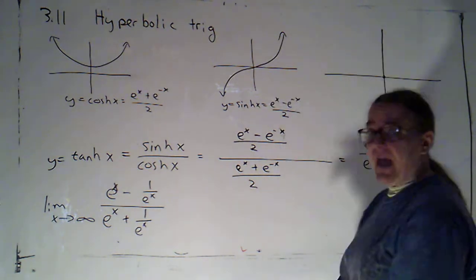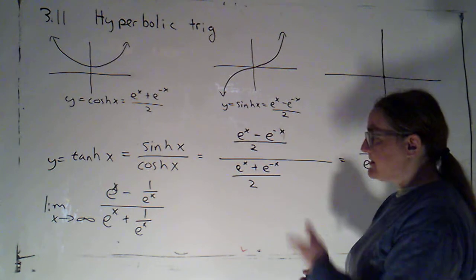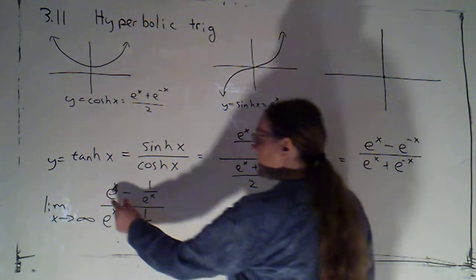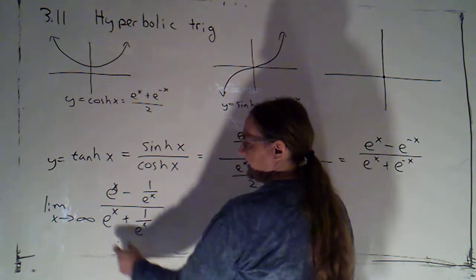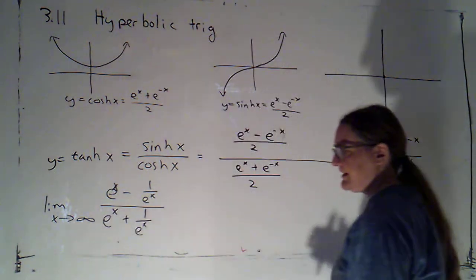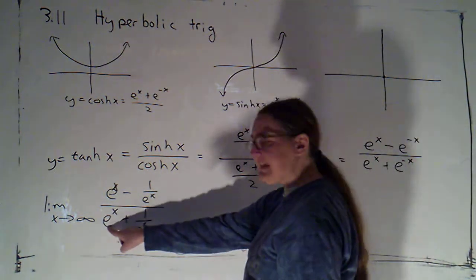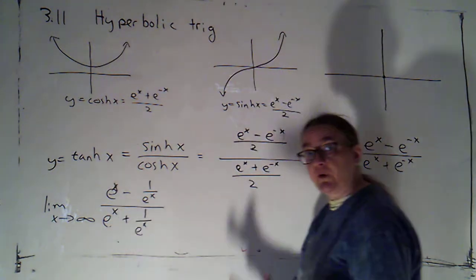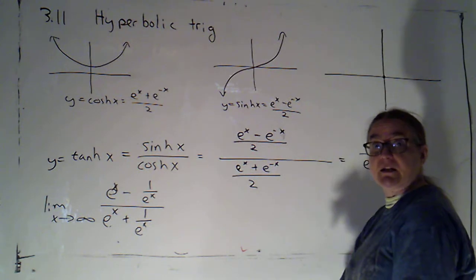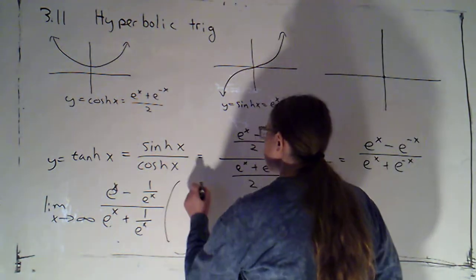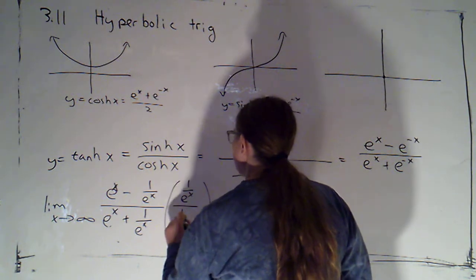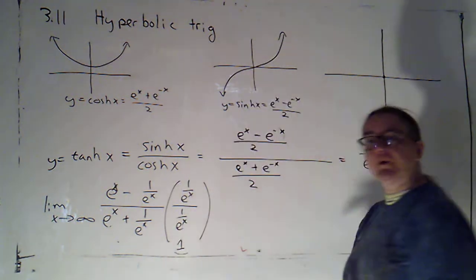Now, these are not powers of x that we have here, which is what we would have in rational functions, but I've got an e to the x and a 1 over e to the x, an e to the x and a 1 over e to the x. The bigger part is definitely e to the x. So with rational functions, we looked for the biggest part, which in that case was the biggest power of x, and we said let's multiply by 1 in the form of the reciprocal of the biggest part over itself.